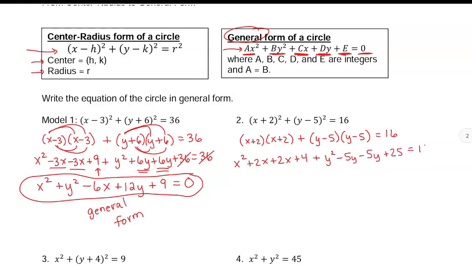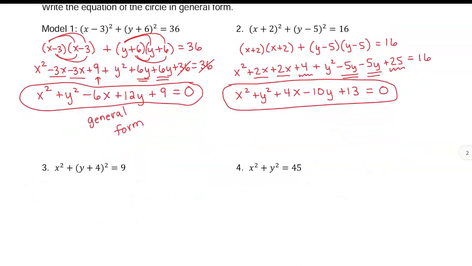And that equals 16. So the x squared goes in front, followed by the y squared. Now look at the x terms to the first power. There's 4 of them, so 4x. Look at the y terms to the first power. That's negative 10y. And then look at the constants. There's a 4 here and a 25. So there's 29 on the left side, and I need to subtract that 16 over. So 29 minus 16 is 13. That way we leave a 0 on the right side.